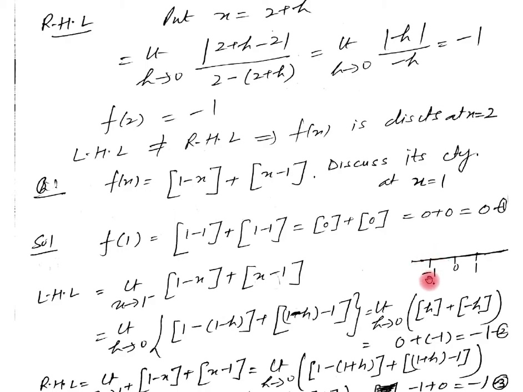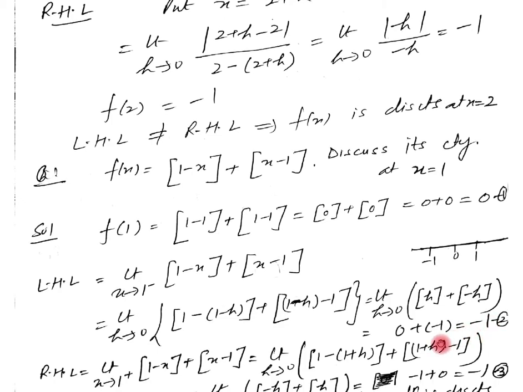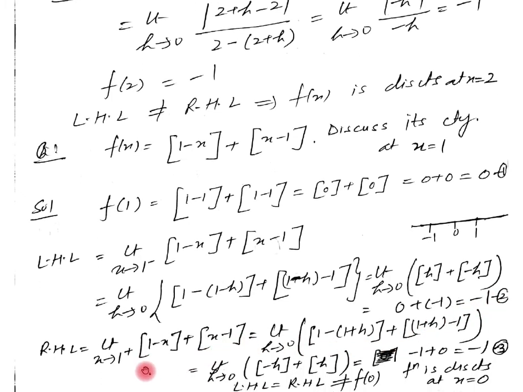Greatest integer function. So therefore the greatest integer of minus h, because now this quantity lying here, its greatest integer will be minus 1. 0 minus 1 is equal to minus 1. So therefore left hand limit is equal to minus 1.